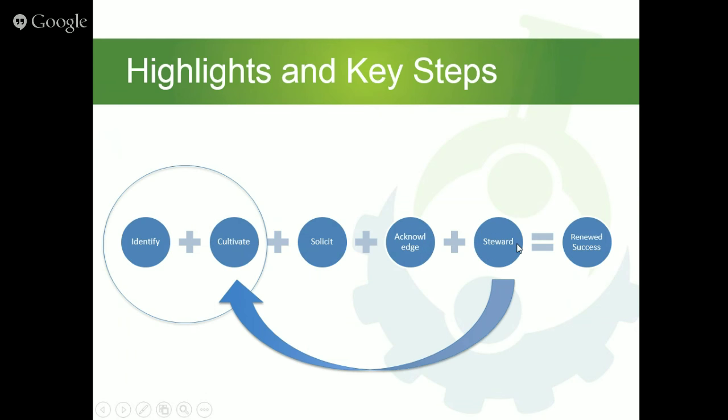And at this point, it becomes very easy to maintain that relationship, and what you eventually want to do is put them back in the pipeline, and back into that cultivation stage, because you want to ask them for another gift the following year.